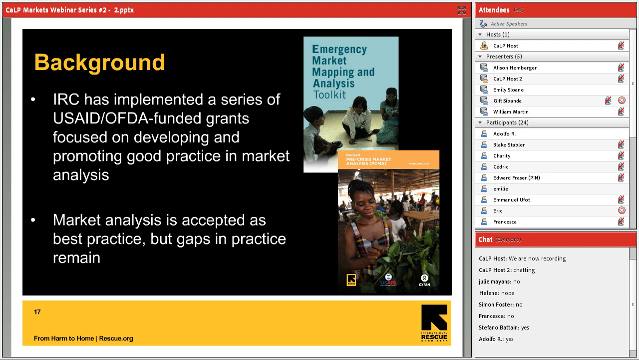We're spending money, staff time, and consultancies on market assessments, but they're not actually translating into practice. And then the other result is that our programming may potentially have negative impacts on local economies, because if we're not doing market-informed programming, that's always the risk. And of course, we're missing the opportunity to do things better.